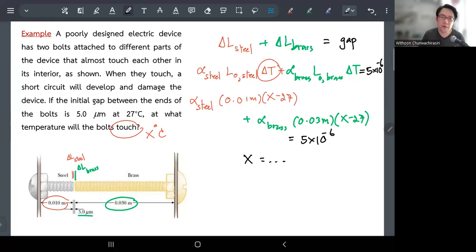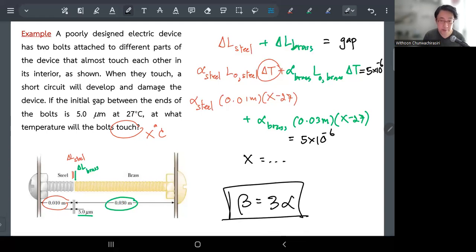In the regular expansion, if the expansion happens equally in all dimensions, we already saw that beta is 3 alpha. That's what it is. And keep in mind, this is just an approximation. It's not like an equation that governs the universe or something like that. It's just a phenomenological expression.